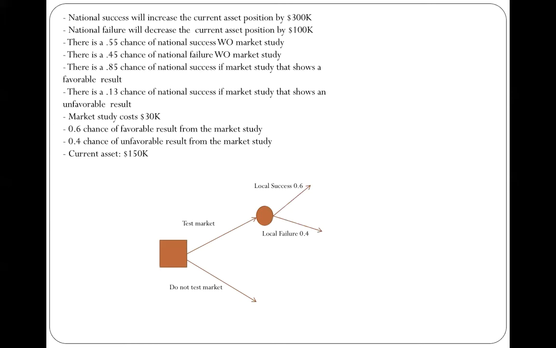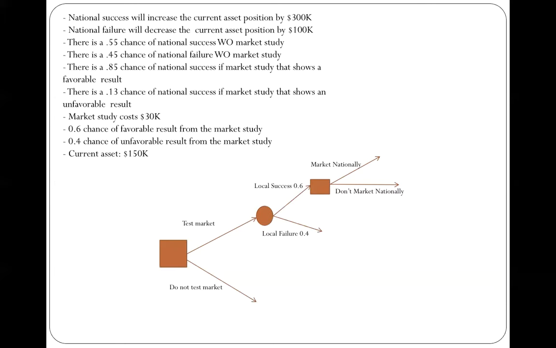So let's assume we observe local success. What's happening next? If we observe local success, then the next thing in front of us is making another decision. And that decision is, should we go ahead and market the product nationally or not? So that's again another decision node. The two decisions we have in front of us are, should we go ahead and market the product nationally, or don't market nationally? And again, if you had more than two decisions in front of you, each one of them becomes a separate arrow coming out of this decision node.